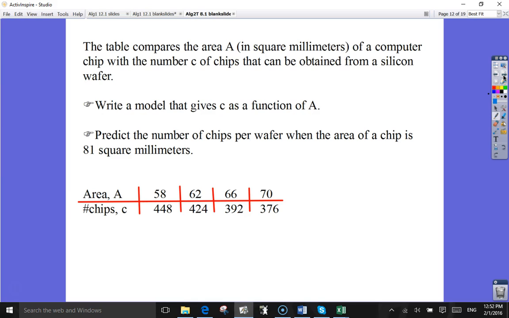What happened to the calculator? The calculator died on me before. There we go.